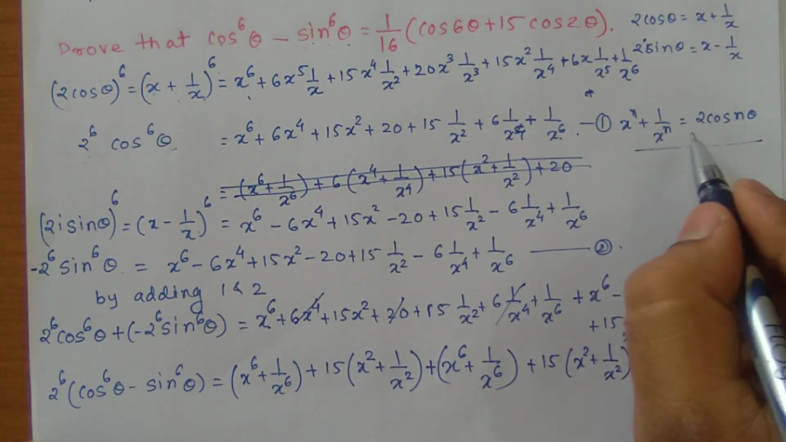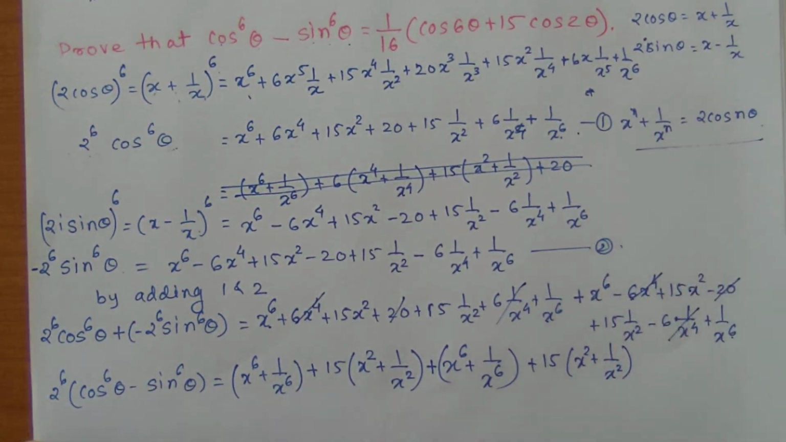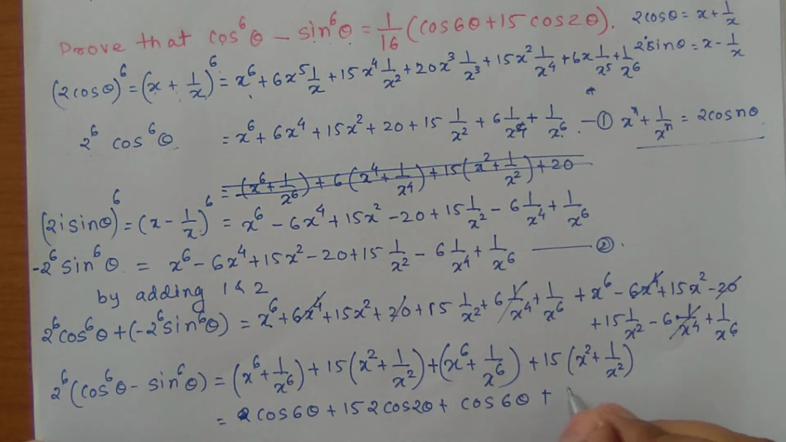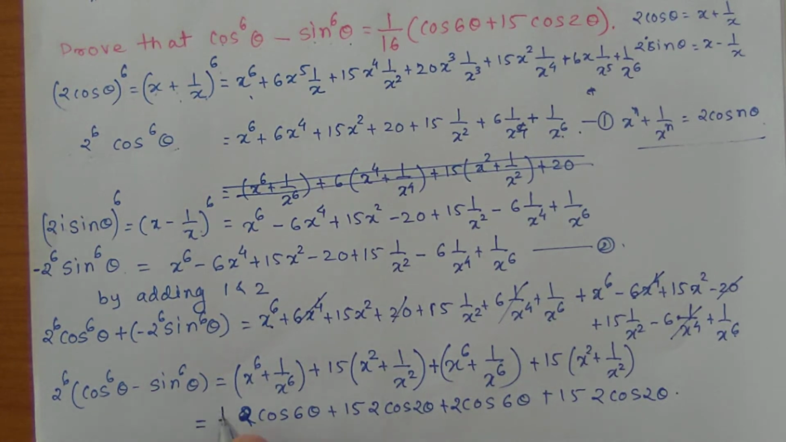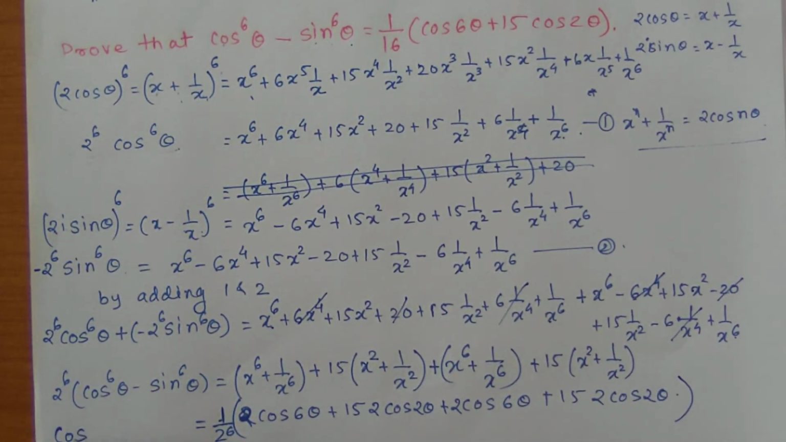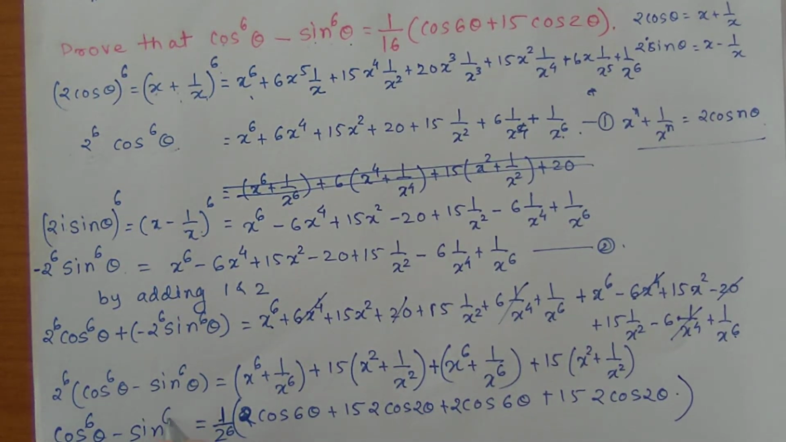Okay, now by this, x raised to n plus 1 upon x raised to n is 2 cos n theta. What I am getting here, 2 cos 6 theta plus 15 into 2 cos 2 theta. At the same time I am shifting this 2 raised to 6 to the right hand side. We have 1 upon 2 raised to 6 into bracket, and here I am having only cos raised to 6 theta minus sin raised to 6 theta.